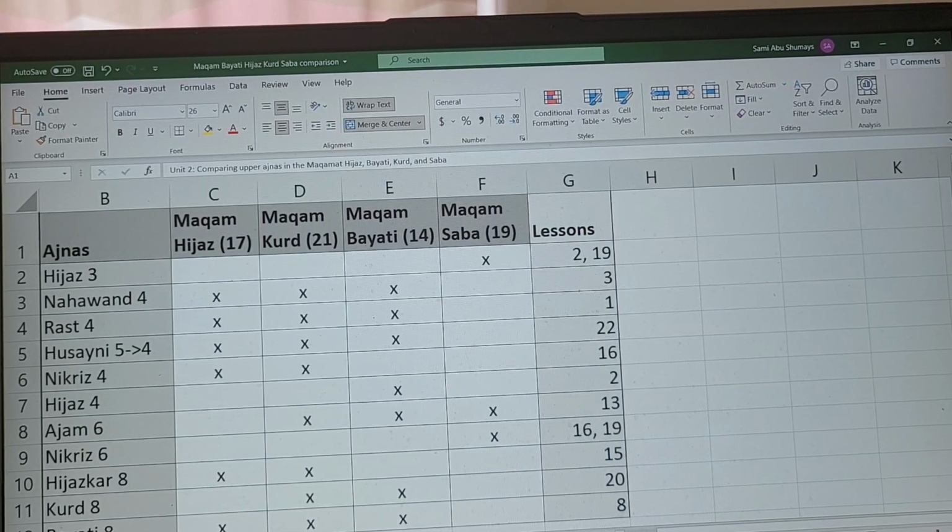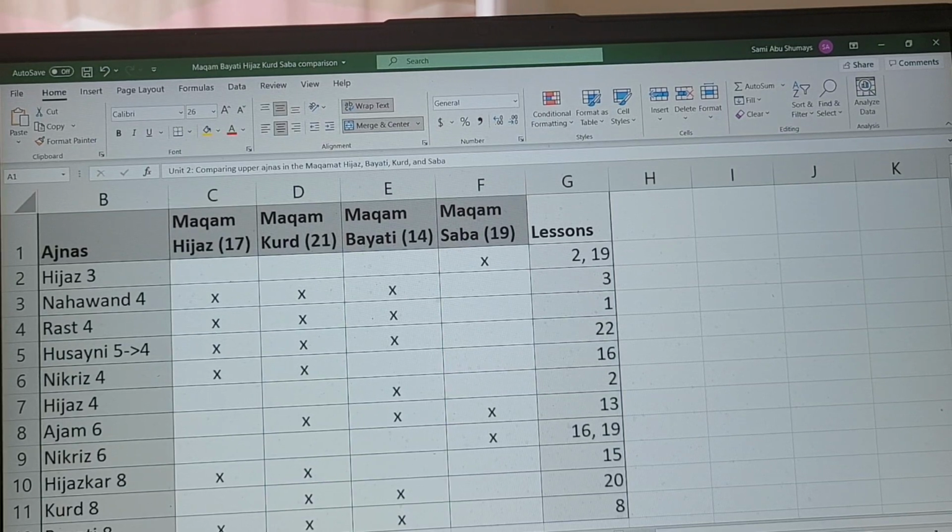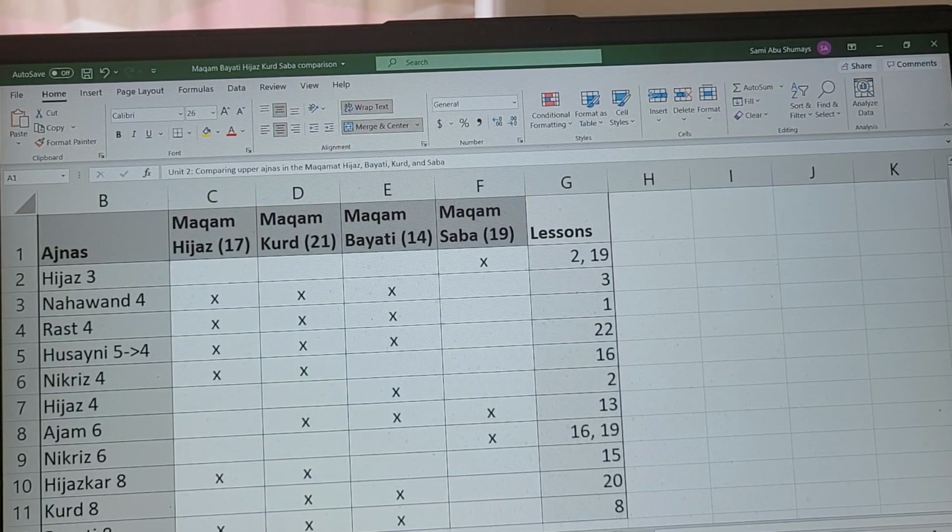So in the top column, you notice I'm comparing on the left each jins as it occurs as a secondary jins in the maqam, and I'm telling you which maqam it occurs in. So we're going to start with Nahawand on 4, and we're going to see it in the context of Bayati, Kurd, and Hijaz. But we're not going to see it in Maqam Saba. So this is 4, 1, 2, 3, 4.